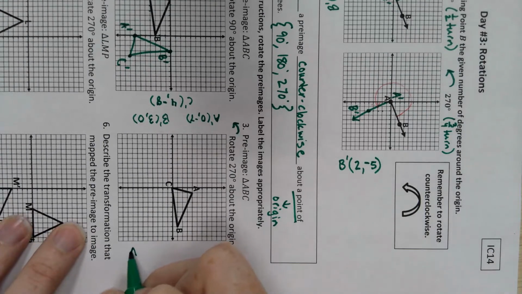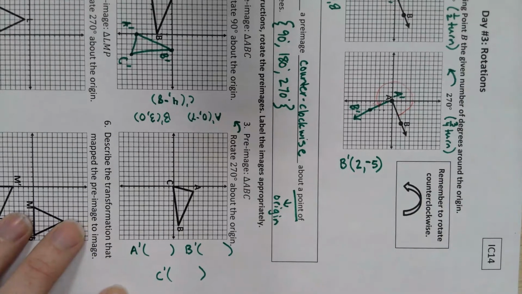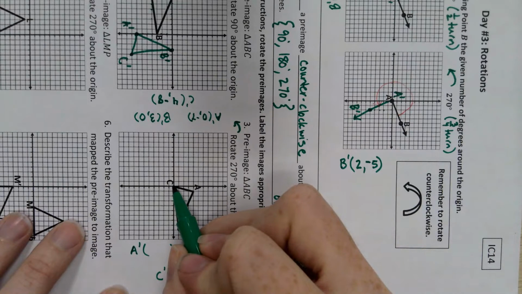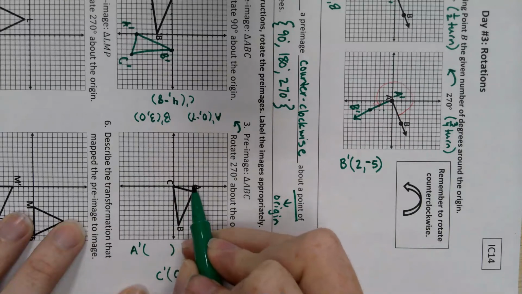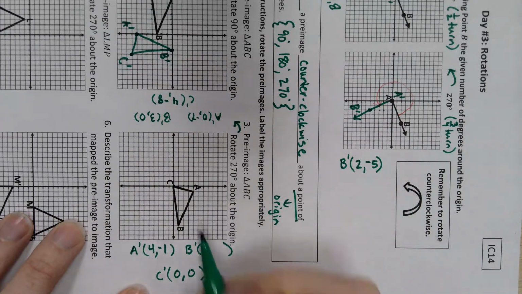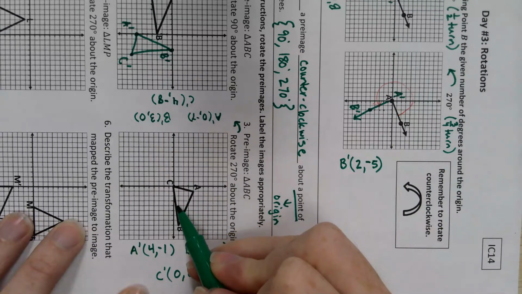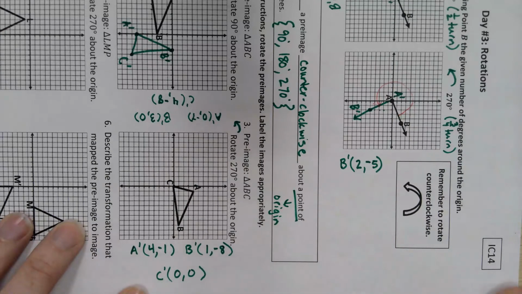And now we're going to make our list of where our A prime, B prime, and C prime points are going to end up. So if I look at C first this time, that stayed at the origin. So that's just going to be 0, 0. A is 1, 2, 3, 4 boxes right. So +4 for x and 1 down. -1 for y, and B looks like it's 1 to the right, positive for x, and then 1, 2, 3, 4, 5, 6, 7, 8 down, so -8 for y.